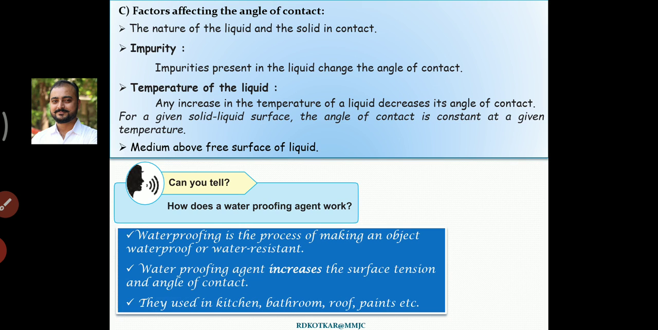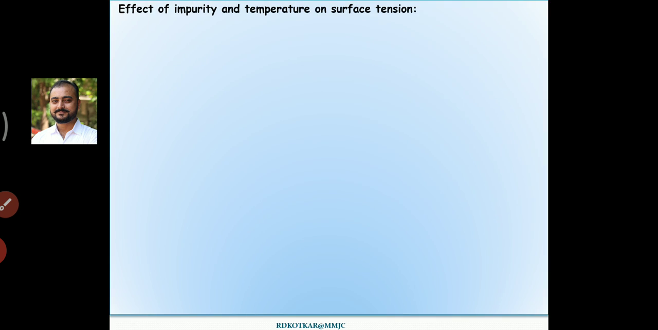So they can be used in the kitchen, bathroom, roof, and in paints also. Waterproofing paints are also there. In this manner the waterproofing agent works. In short, it is useful to resist water. Next is the effect of impurity and temperature on surface tension.